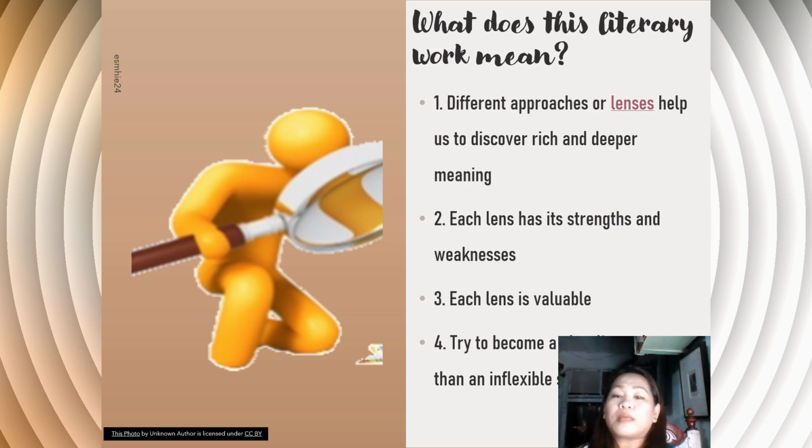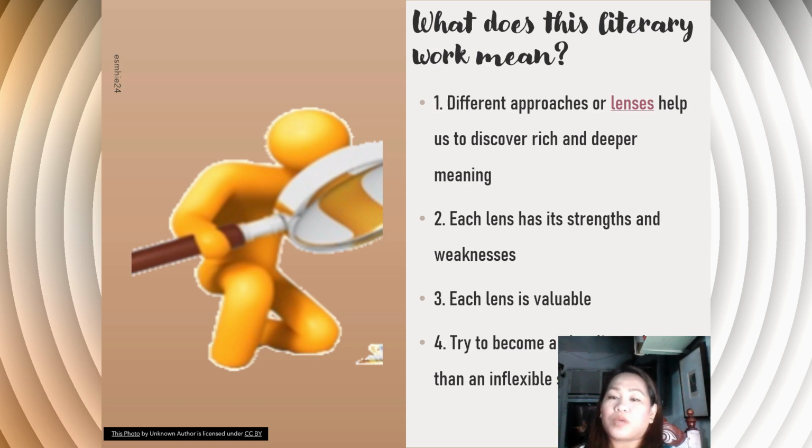Okay, what do we mean by this? Okay, so by understanding the lenses, later on I'll give you this meaning. Let us help to discover rich and deeper meaning. Okay, so when we say lenses, this has something to do with the literary criticism on how we view the text. Okay, how we view the text and how we understand the text by getting the deeper meaning.